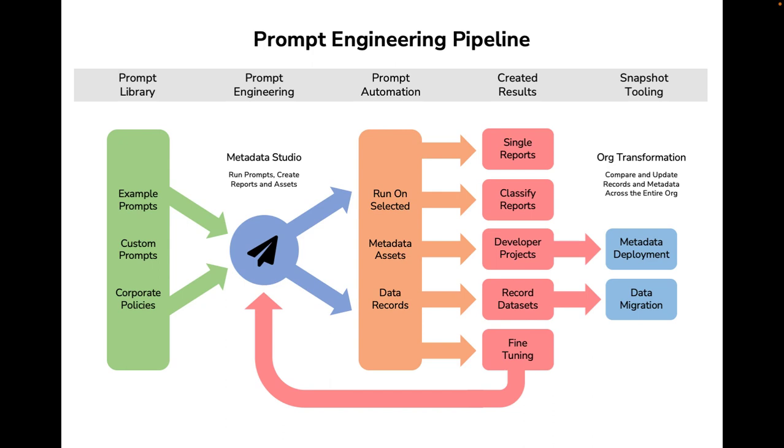I want to show you some of the amazing things you can do with artificial intelligence and prompt automation to transform your Salesforce org. The first example we're going to look at is creating an Apex class dictionary that outputs the results to a single report.